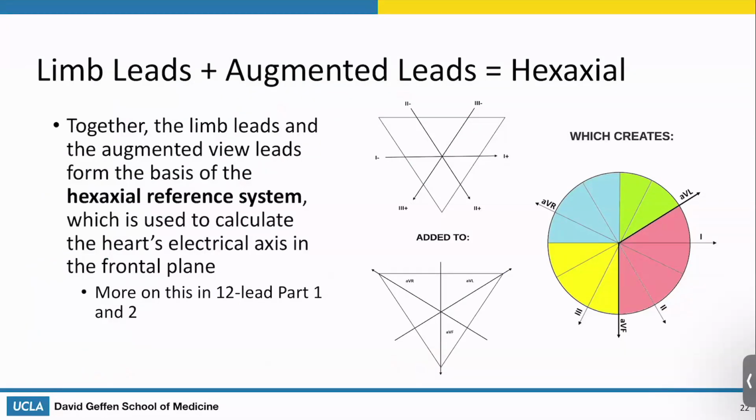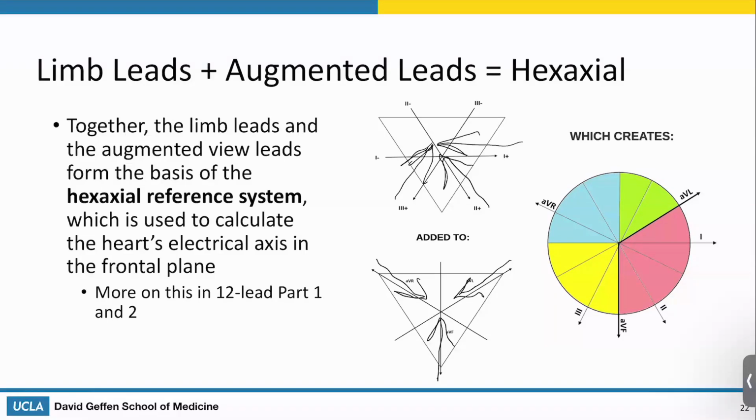So just like I drew on that other page, you can see how this hexaxial system is formed. So you have AVL looking this way, AVR looking this way, you have AVF looking that way. You have lead 2 looking up this way, you have lead 1 looking that way, and you have lead 3 looking that way. All of these looking on a vertical plane, so up and down, okay? So together those limb leads and the augmented views form this hexaxial system, okay? This can also help you determine the patient's axis.